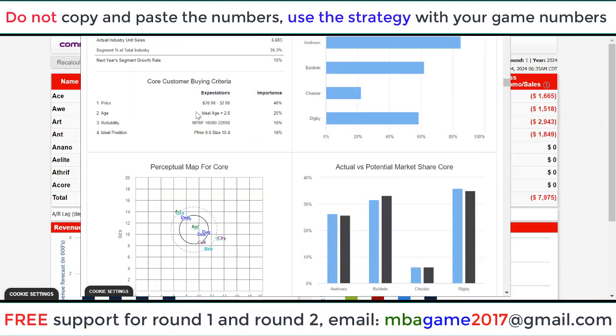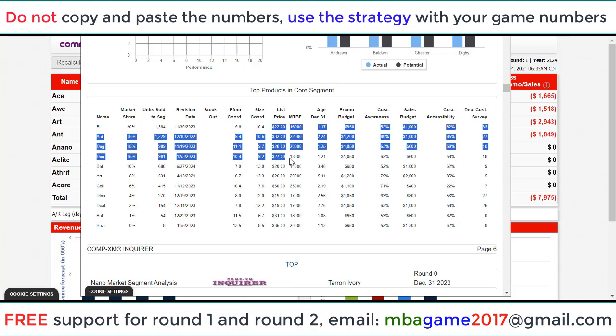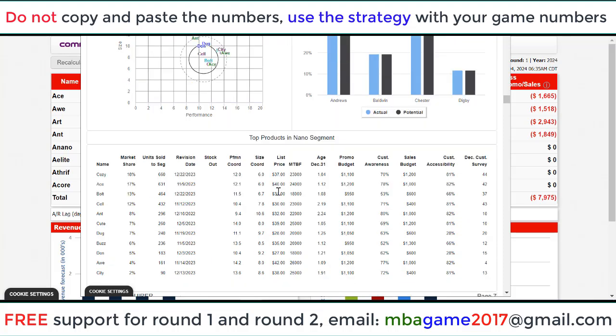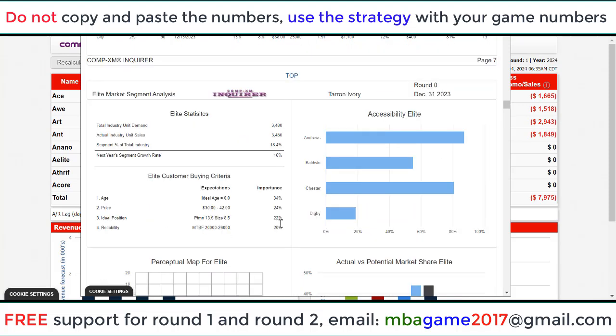For the Core again, the price range is 20 to 32. What's the best selling price here? We can set that around 28, right? Sells the best. Nano here, the price range 28 to 40, and the best selling price, you see that 37, 38, 40. So we set around 37, 38, right?